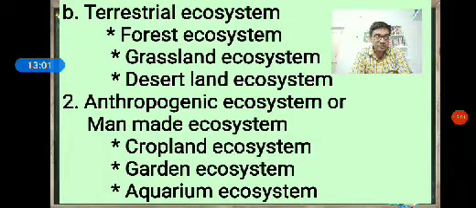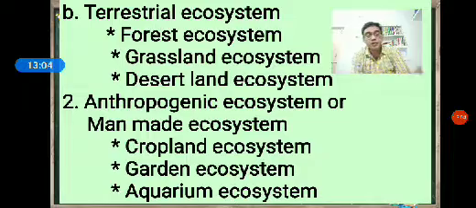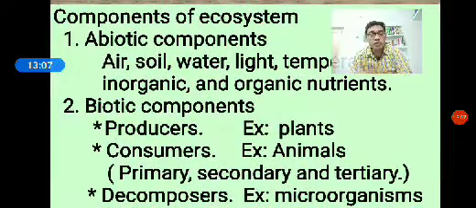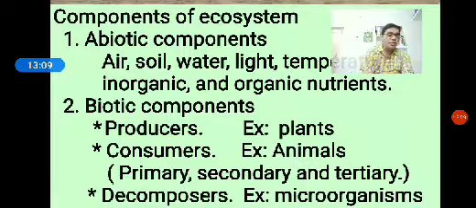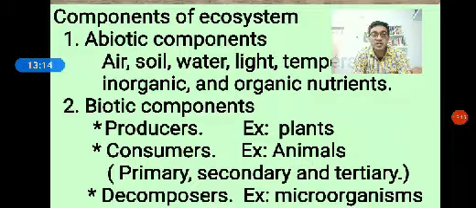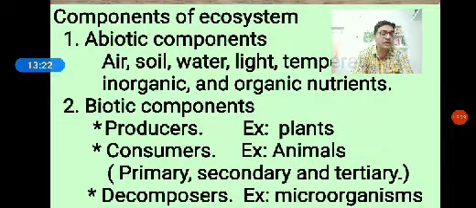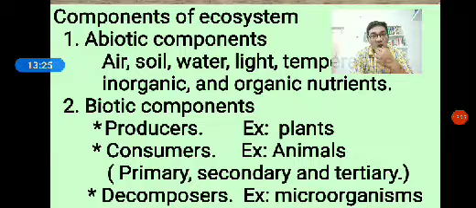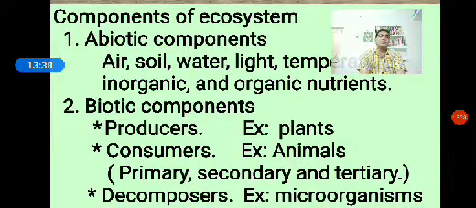Apart from this one, when we move on to the next, components of ecosystem. Which components are present in the ecosystem? The components like abiotic components as well as biotic components. Abiotic components are non-living components like air, soil, water, light, temperature, inorganic and organic nutrients or chemical substances.